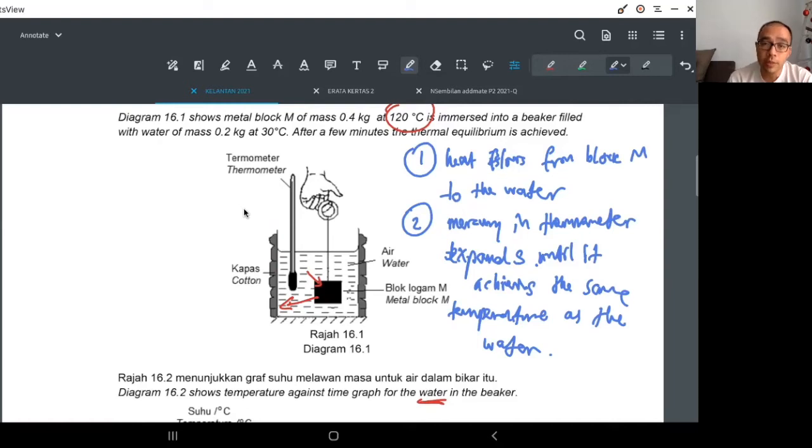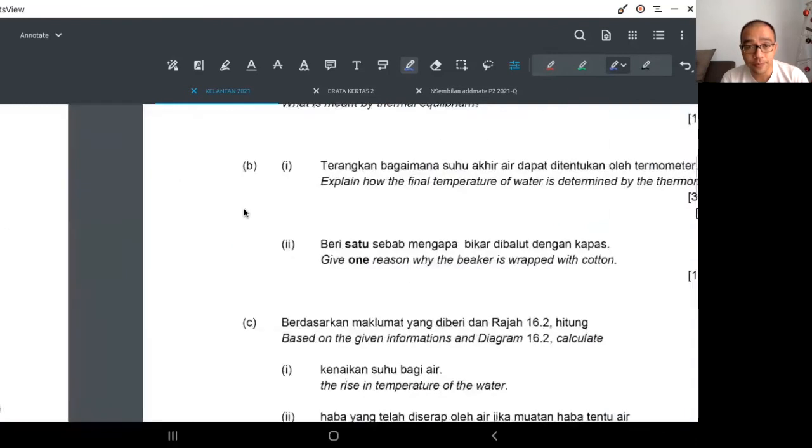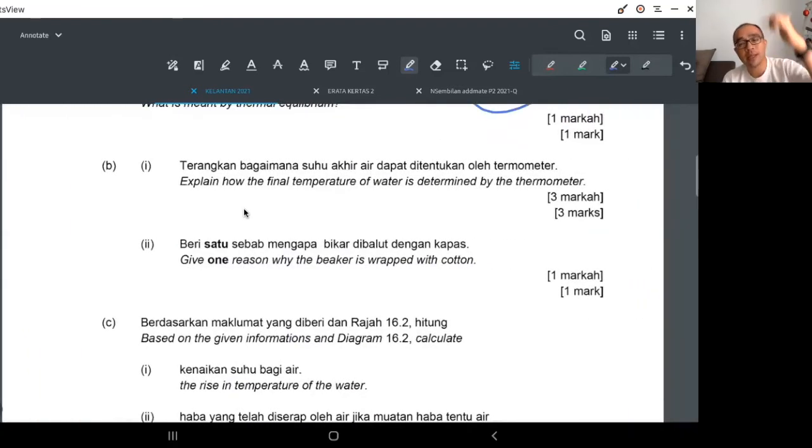Okay, so the first point is you have to talk about how the water is heated up. The heat flows from block M into the water. That's the normal one. But at the same time, there's also heat flowing from the water into the thermometer. The heat from the water into the thermometer will cause the mercury in the thermometer to expand, until it achieves the same temperature as the water.